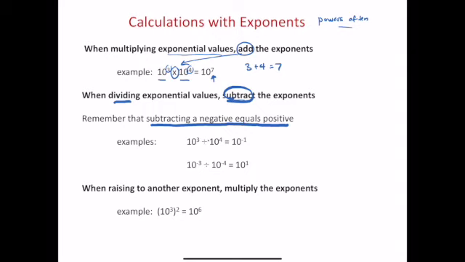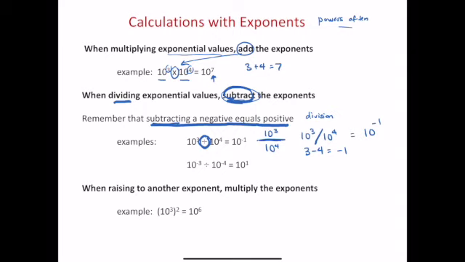So 10 to the third divided by 10 to the fourth. This would also look like this, 10 to the third over 10 to the 4. So this is division, or it could also look like this, 10 to the third slash 10 to the fourth. Those are all division. So when you're dividing with powers of 10, you subtract the exponents. And so this would be 3 minus 4, or negative 1. So this would be equal to 10 to the negative 1 power.